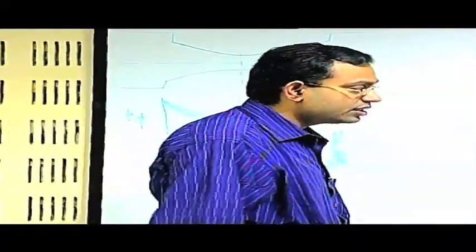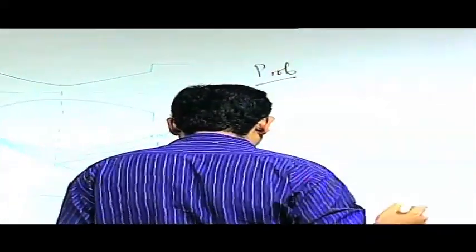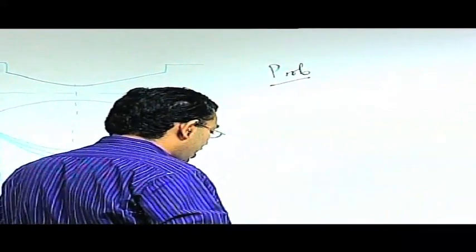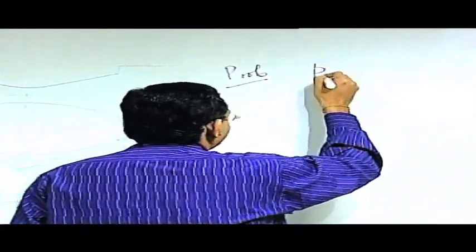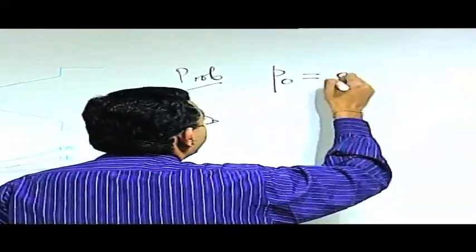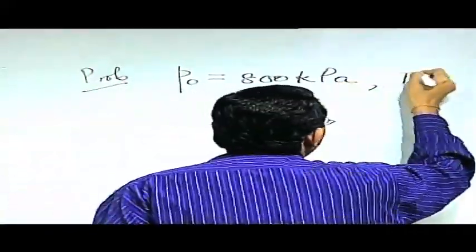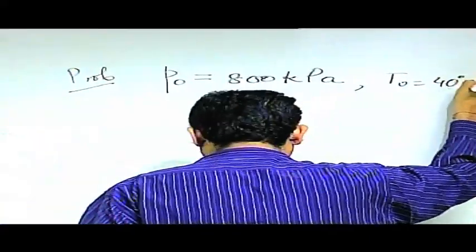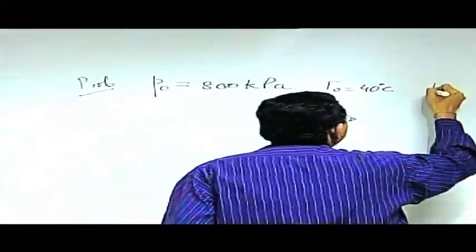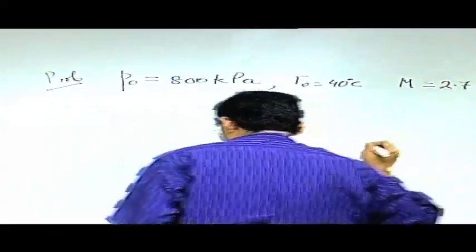In the previous lecture we were discussing converging diverging nozzles, and let us work out an illustrative example on that. The problem is as follows: a convergent divergent nozzle is designed to expand air from a chamber in which P0 equal to 800 kPa, which is the stagnation pressure, T0 equal to 40 degree centigrade, to give the Mach number equal to 2.7 at the exit.